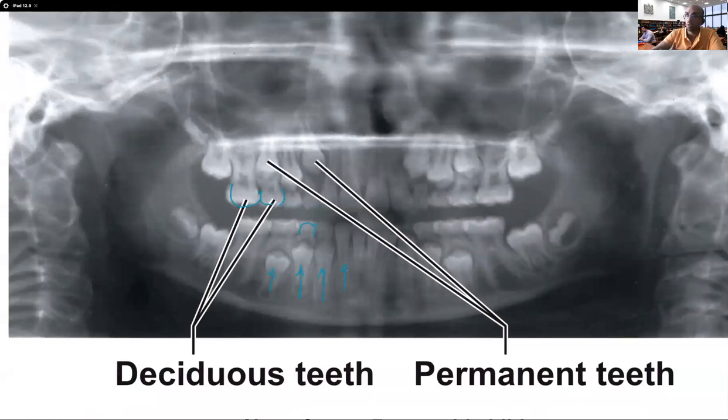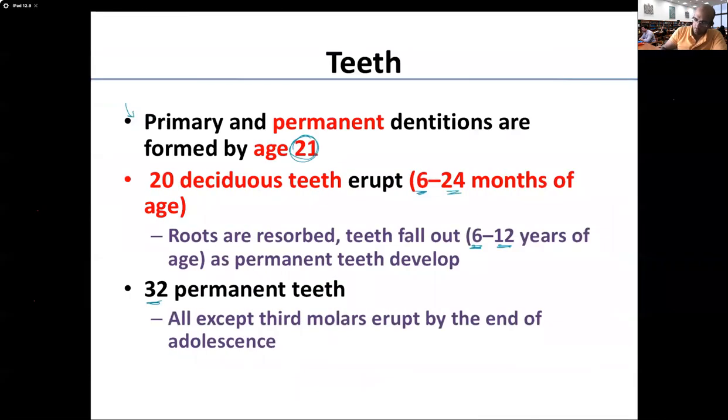All right, so around what age is this person? Around how old is this person? Since I'm taking the X-ray off, around what age? At what time do you have the resorption of the roots of the deciduous teeth and the replacement by permanent teeth?